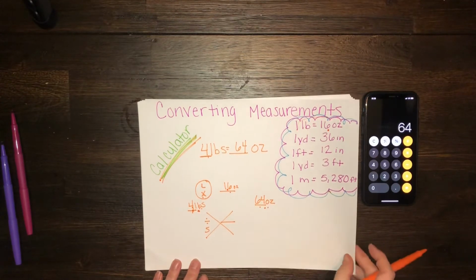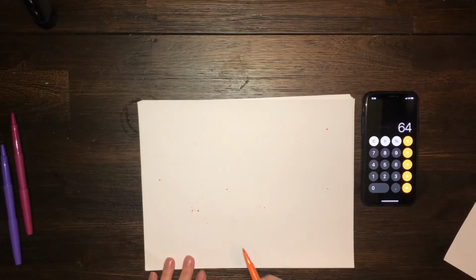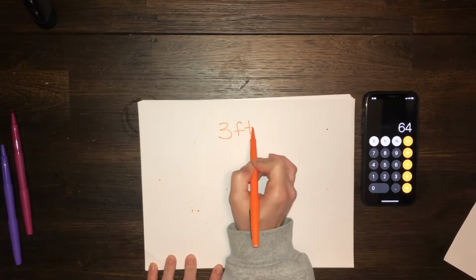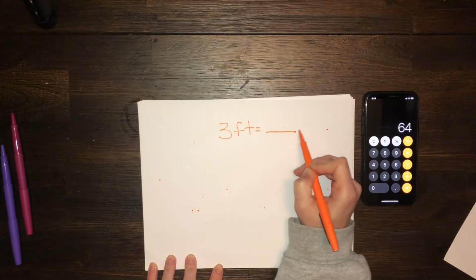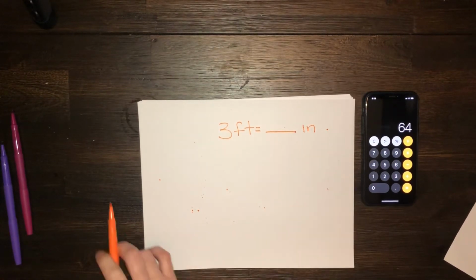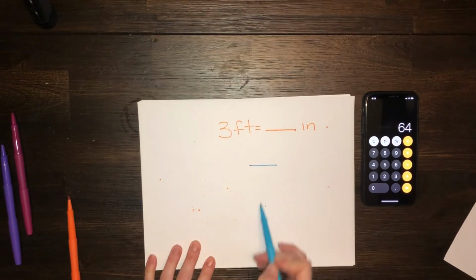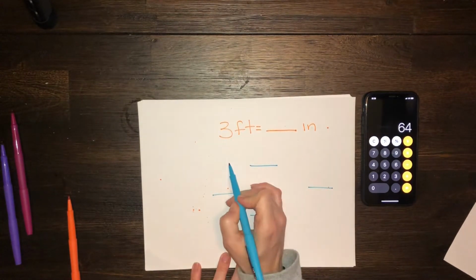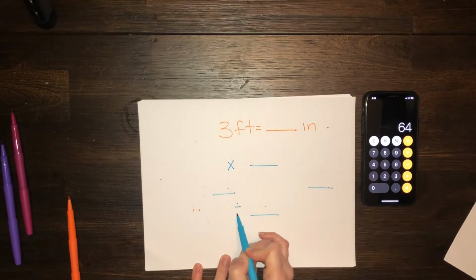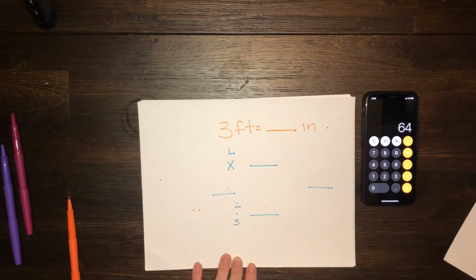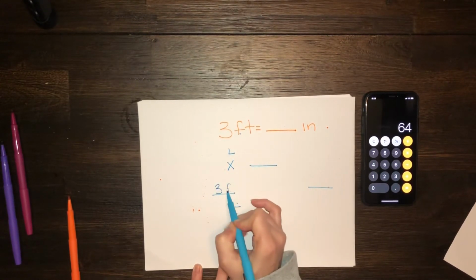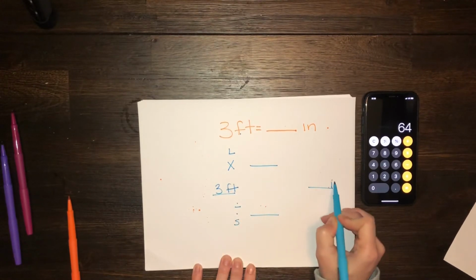Let's do one more together. Let's do 3 feet equals how many inches? So I'm going to set it up the same way. 1, 2, 3, 4. I know multiplication numbers get bigger, division they get smaller. I'm going to put an L for larger, you can put a B for bigger, S for smaller, just to remember. So feet, this is what I'm starting with, 3 feet. I'm trying to get to inches.